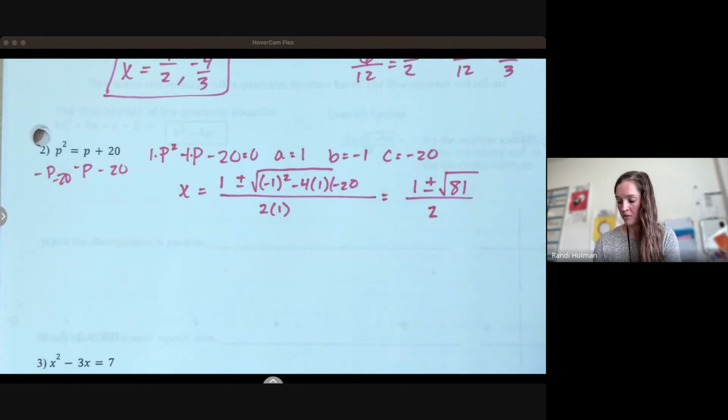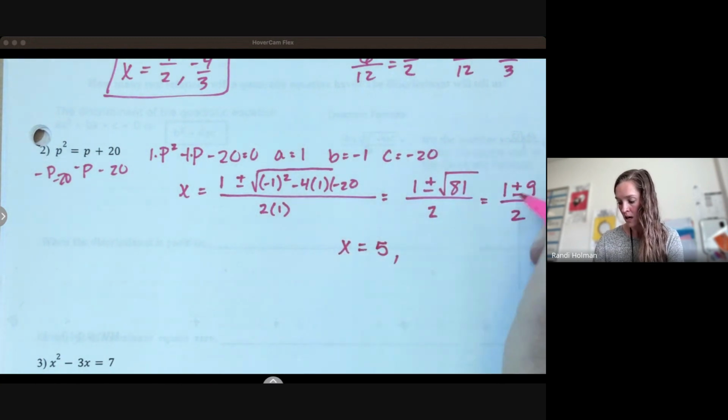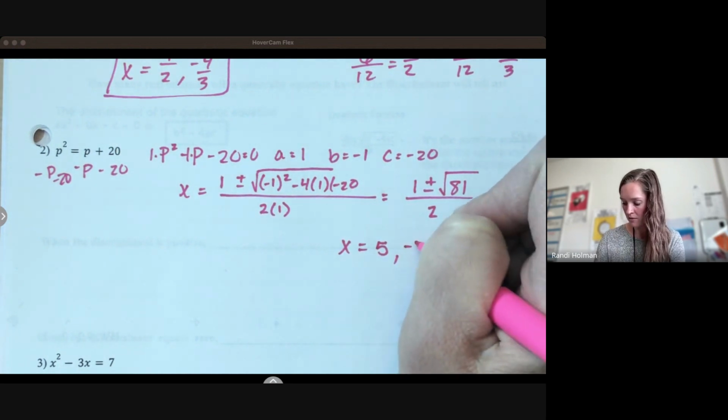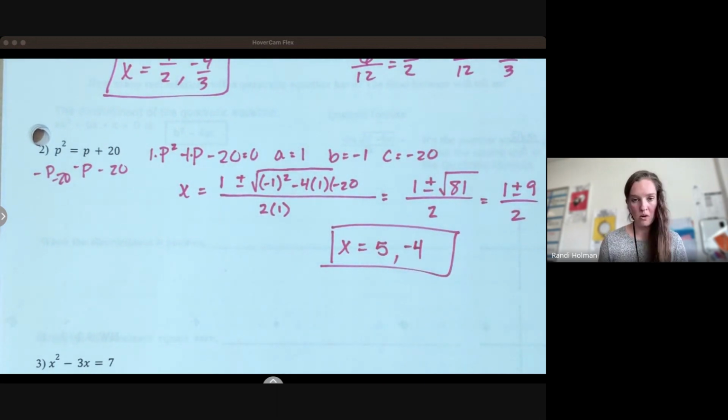Okay, 81 is a perfect square, so we get 1 plus or minus 9 over 2. So 1 plus 9 is 10. 10 divided by 2 is 5. And 1 minus 9 is -8. -8 divided by 2 is -4. So we get 5 and -4 for our solutions there.